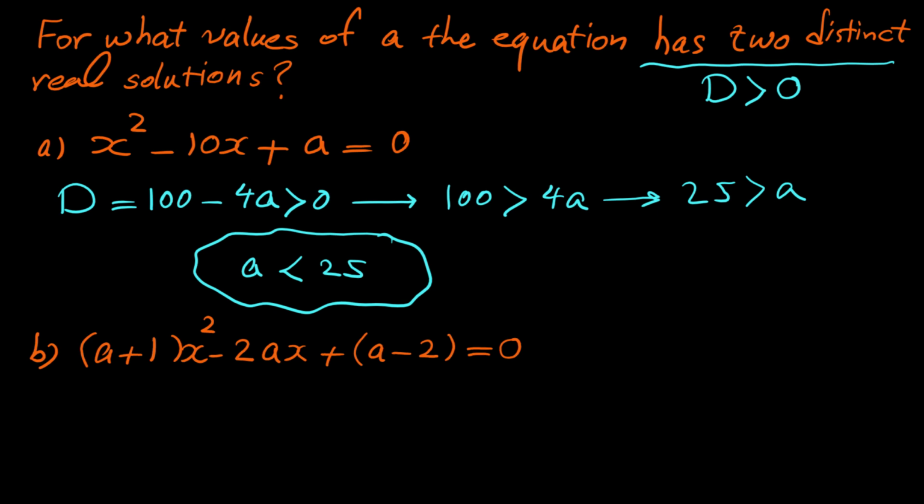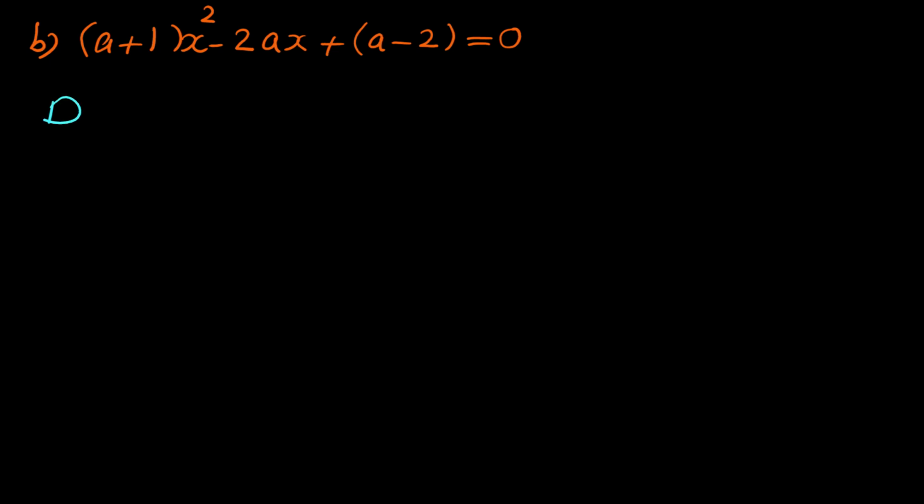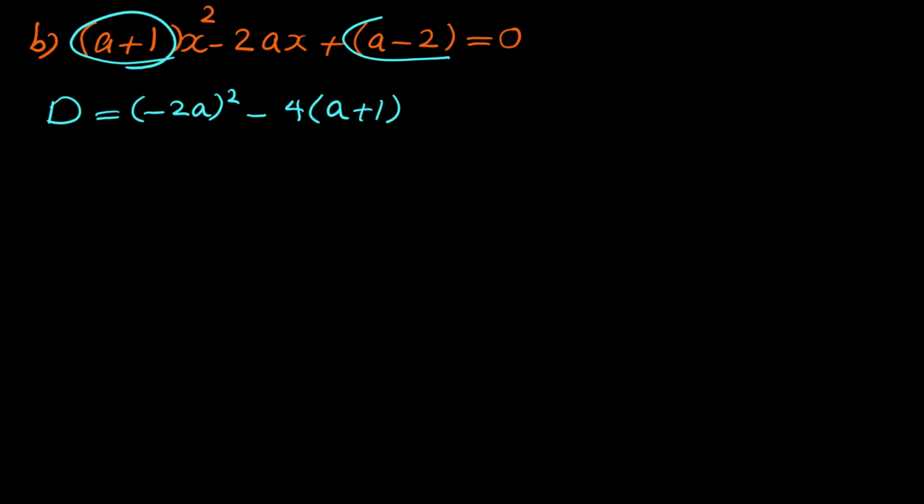Look at the next example. This is a little more complicated because we have many a's, but we have to find a such that the equation has two distinct real solutions. So we have to find the discriminant. For this equation, discriminant is b to the 2, which is negative 2a to the 2, minus 4 times a. A is a plus 1. This is a and this is c. 4a times c. And this should be greater than 0. We have to solve this inequality.